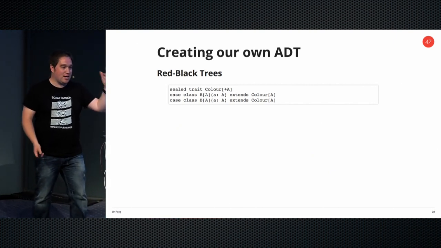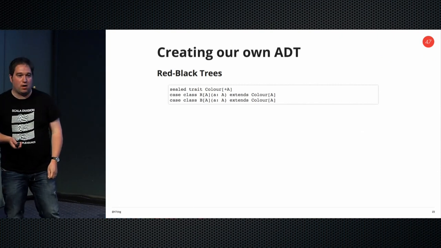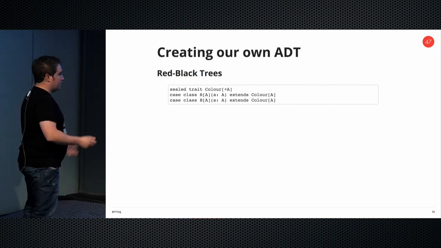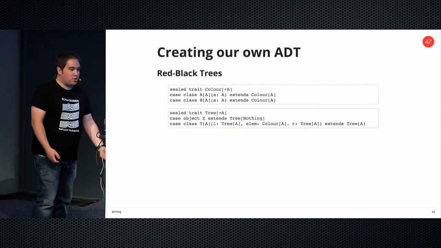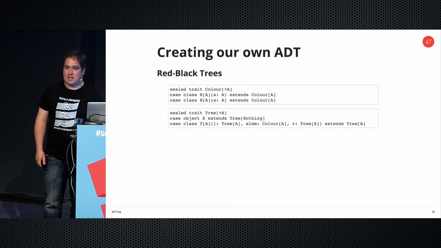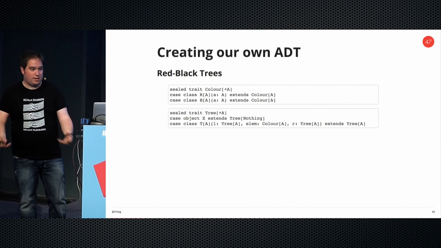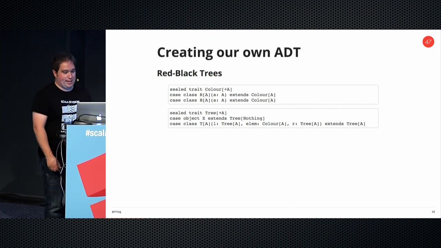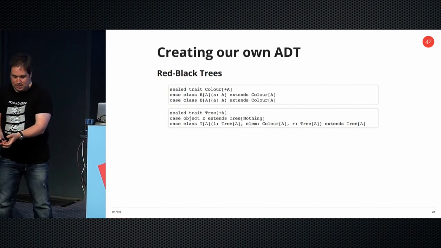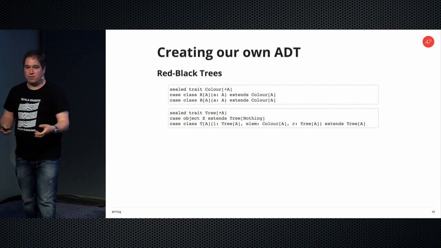But so things can either be red or black. And we don't really care about what we hold, so we're going to parameterize this to be some kind of type. And then we need a tree. A tree can be one of two things. It can either be empty, so there's no children, there's no value, there's nothing like that. Or we have a tree where we have some kind of element which has a particular color, and then we have some left children and we have some right children, right trees.